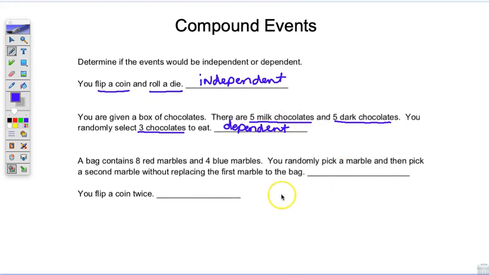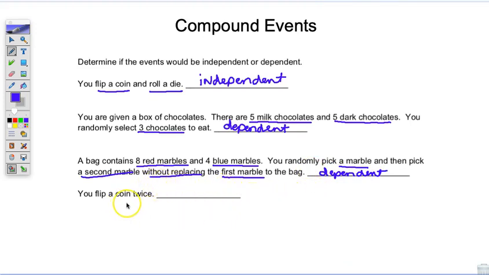A bag contains 8 red marbles and 4 blue marbles, and you randomly pick a marble and then pick a second marble without replacing the first marble in the bag. That would be considered a dependent event also, since after you chose the first one, you didn't put it back in the bag again, so it was no longer available to choose on your second drawing.